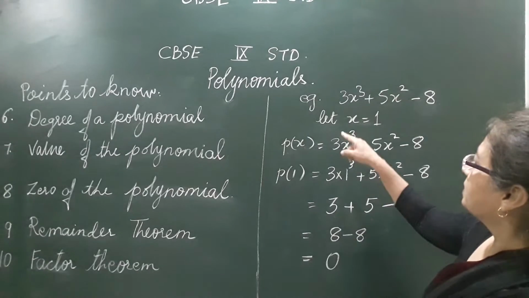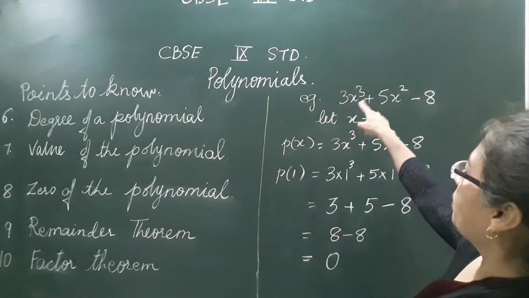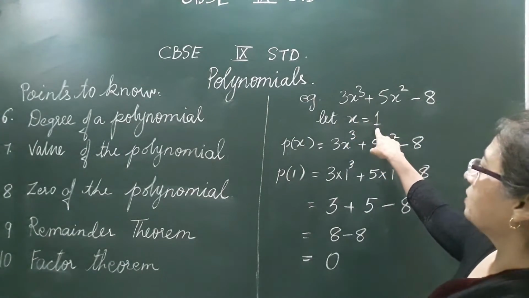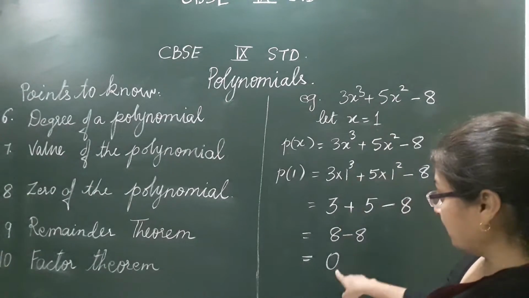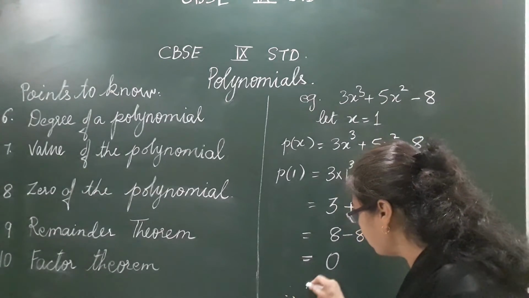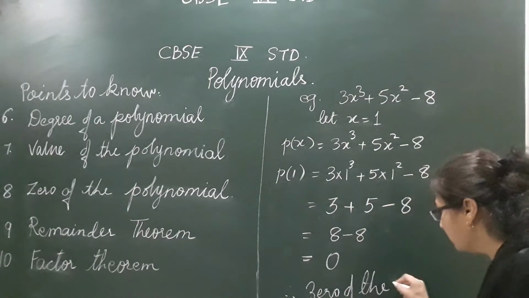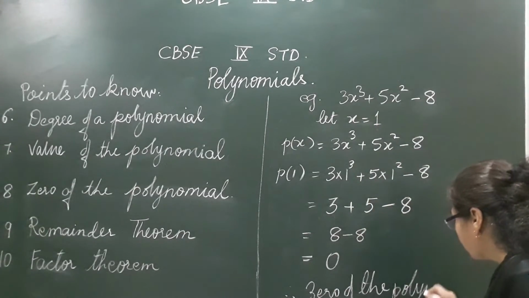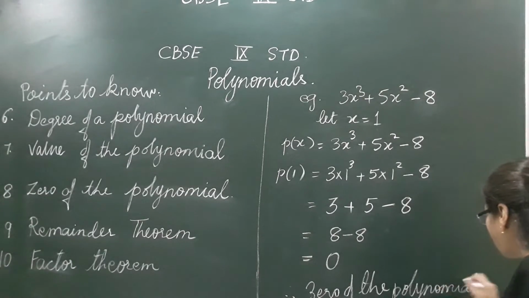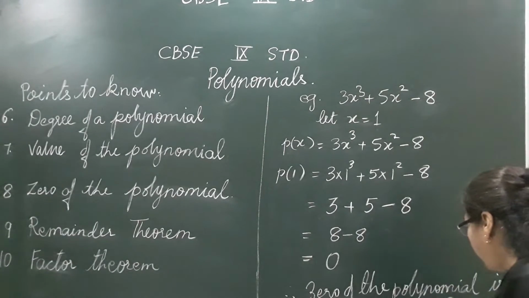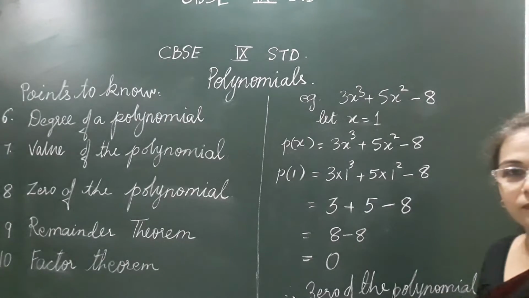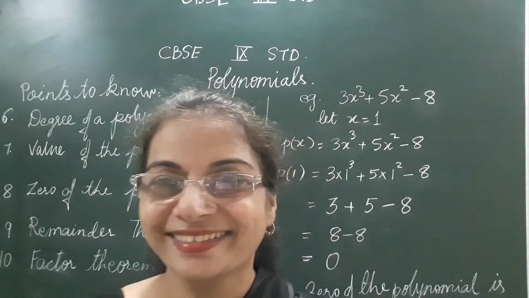Oh, I've got the value as 0. That means the zero of the polynomial is 1, because substituting 1, I am getting a 0. Therefore, I'll declare the zero of the polynomial is x is equal to 1. Have you followed that?